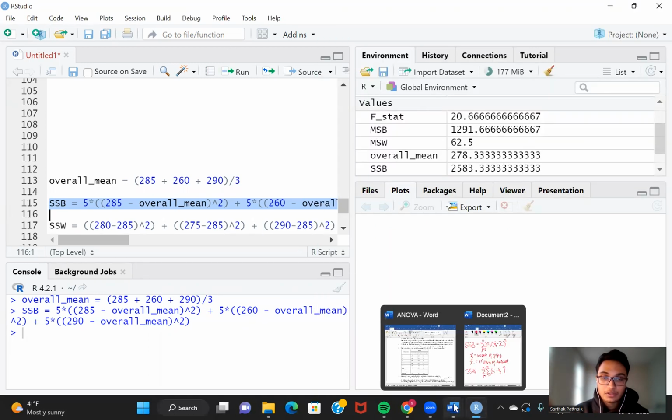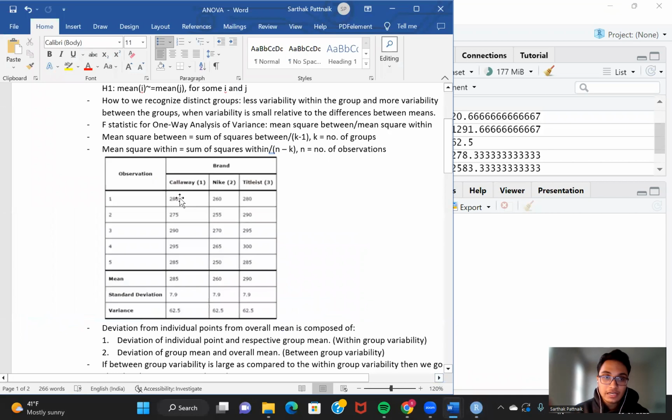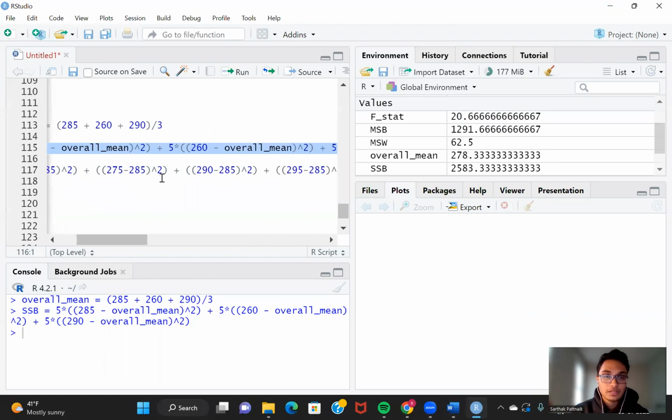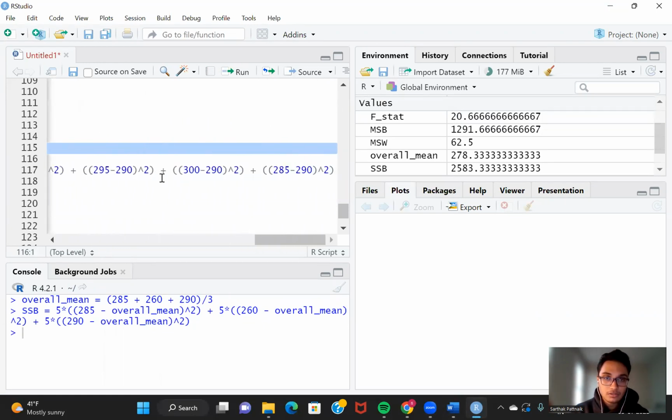So basically, if you look at this, we are taking the first group Callaway, and doing 280 minus the group mean whole square, plus 275 minus 285 whole square, plus 290 minus 285 whole square, all the way till all the 5 points are covered. After that, we'll go to Nike, 260 minus 260 whole square plus 255 minus 260 whole square, all the way till Nike is done, and then we'll do the same for Titleist. This is exactly what we have done here in the calculation of SSW.